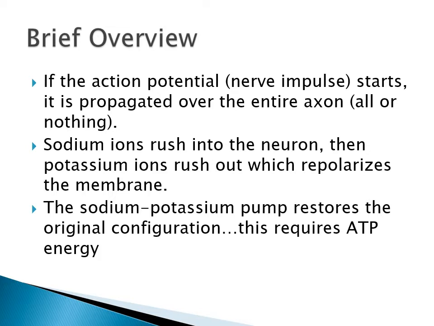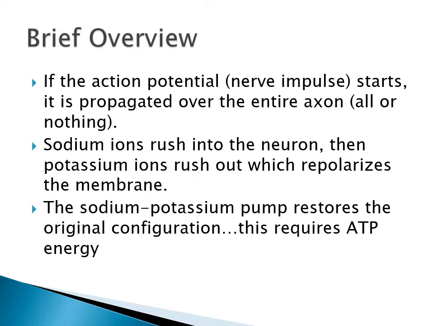First, an action potential or a nerve impulse, and those two terms can be used interchangeably, because an action potential takes place for a single neuron, whereas the nerve impulse is all the action potentials taking place in one nerve at one time. If that action potential starts, then it is propagated over the entire axon. It's an all or nothing thing. If it starts, it goes all the way to the end. If it doesn't start, then nothing happens. So you'll hear the expression all or nothing multiple times.